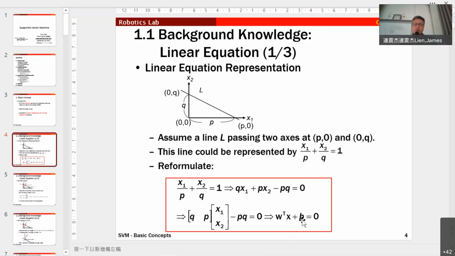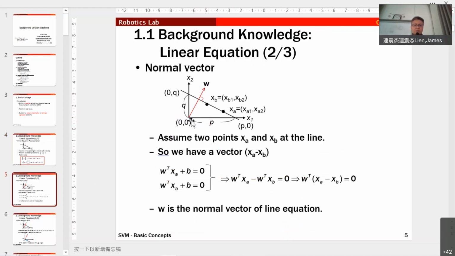So W controls the rotation vector of this line, and b is the translation. If b is equal to 0, this line passes through the origin. Next, suppose two points XA and XB on this line form a vector. We can represent this line with two vectors: one is XA, XB, the other is the normal direction. Because they are orthogonal, at 90 degrees, the inner product will be 0. That's the representation for this line.